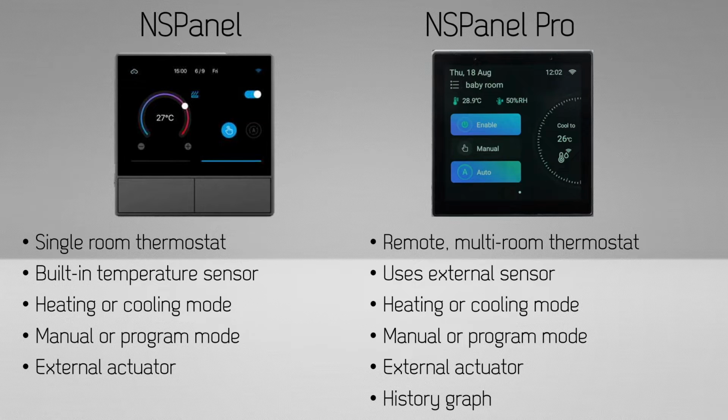But okay, there are some differences as well. So first, the main difference between the two is the NSPanel is designed mainly for a single room thermostat. So it has a built-in sensor, which is going to measure the room temperature. And of course, there would be another device which can control whatever heating device that I just explained previously. So if you want a single room heating, or if you already have a manual thermostat, you can just replace it with the NSPanel.